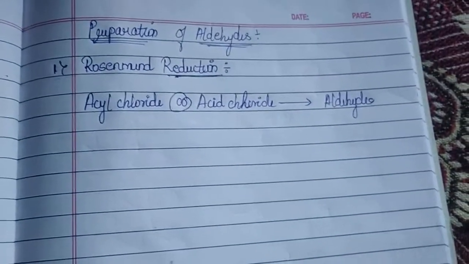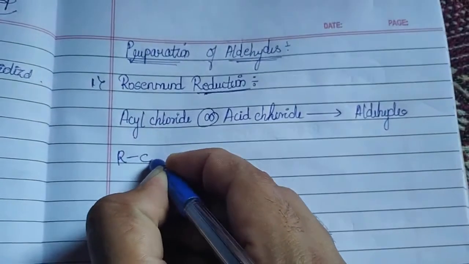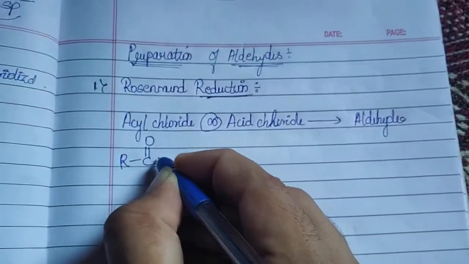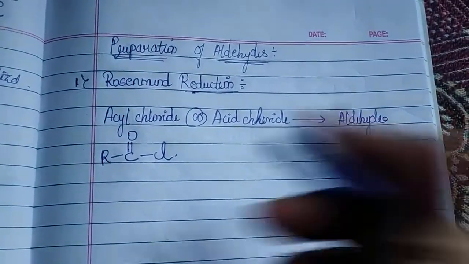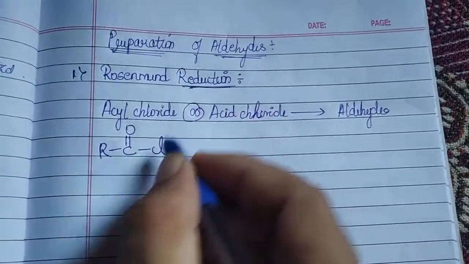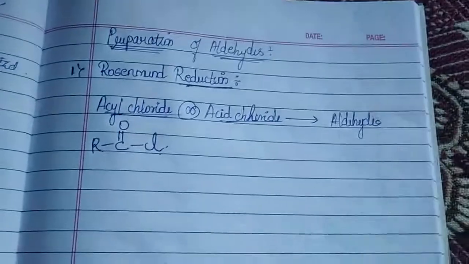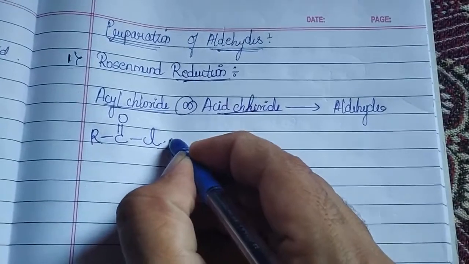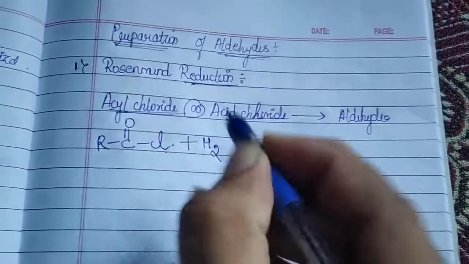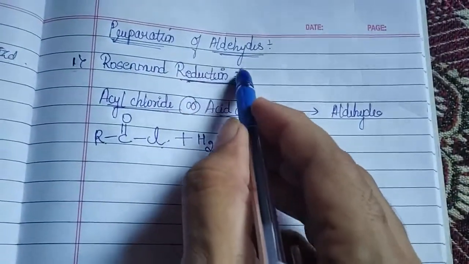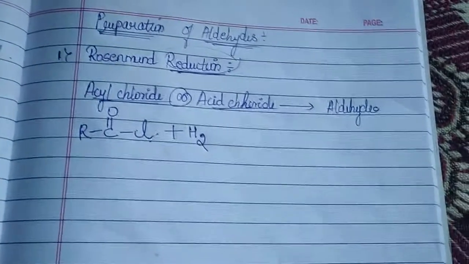So how can we write it? Acyl chloride is RCOCl. Please make a note of what I'm writing: RCOCl is the general representation of our acid chloride or acyl chloride. When this acyl chloride is heated with hydrogen, got the word why we have used reduction over here? Because we are supplying hydrogen. It's an addition of hydrogen reaction.